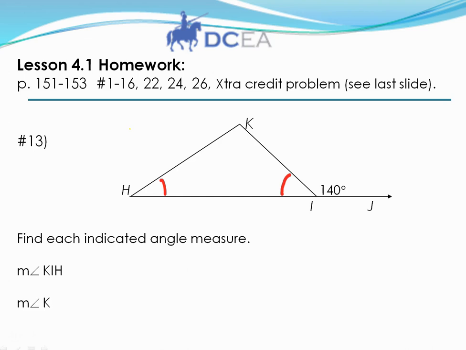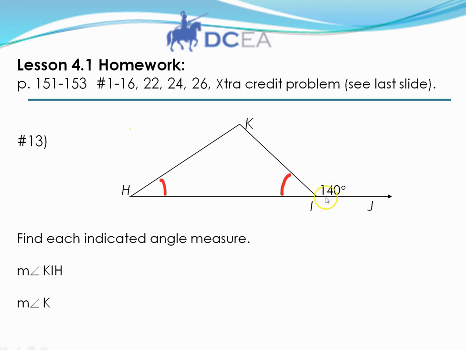For your homework, you have numbers 1 through 16, 22, 24, and 26. There's an extra credit problem. It's on the last slide if you'd like to do it. And there's also a table here that's in your book that we will actually be going over in class. So I recommend that you put the table in your notes right now so it'll be drawn when we get to class. So here's an example of number 13, how it would be worked out.